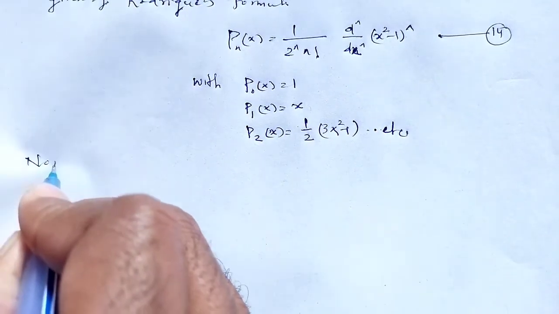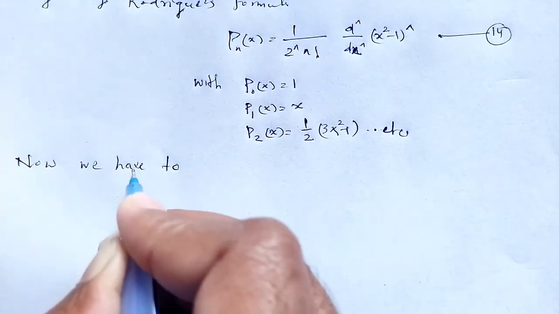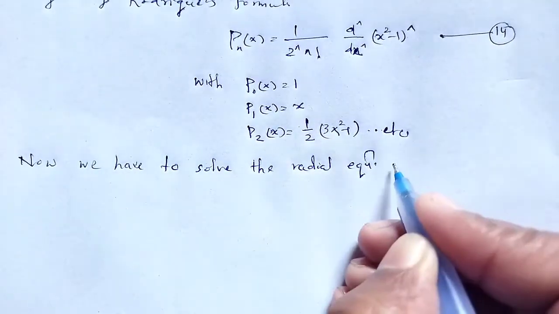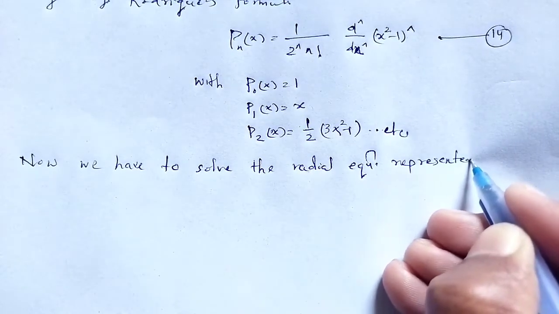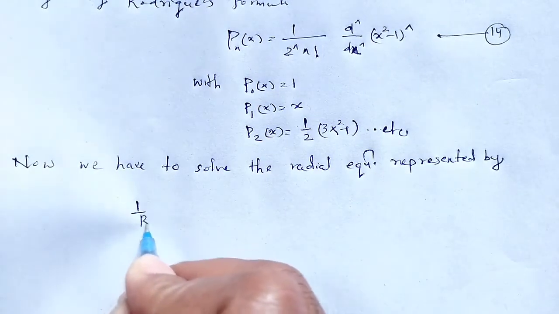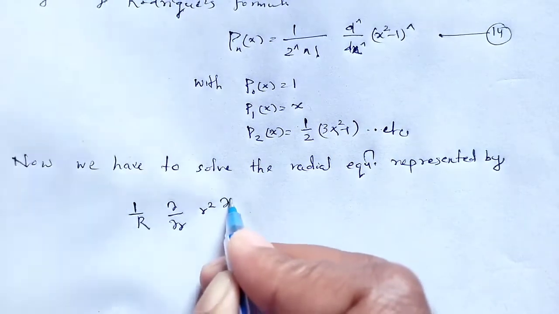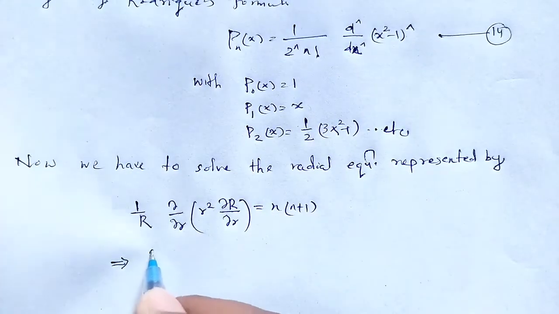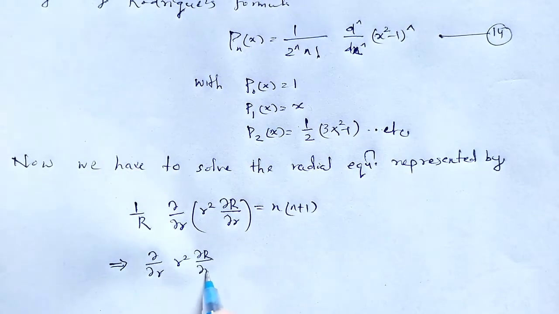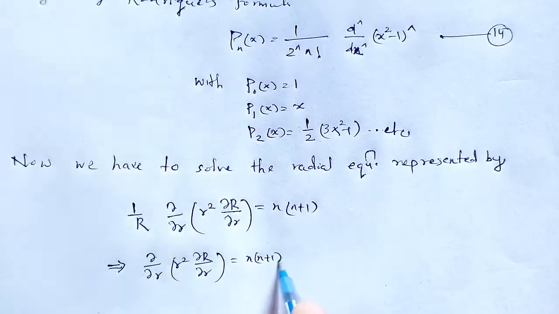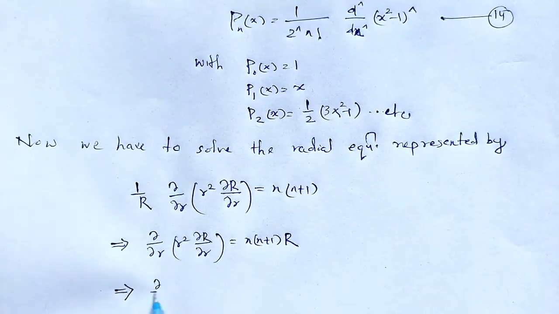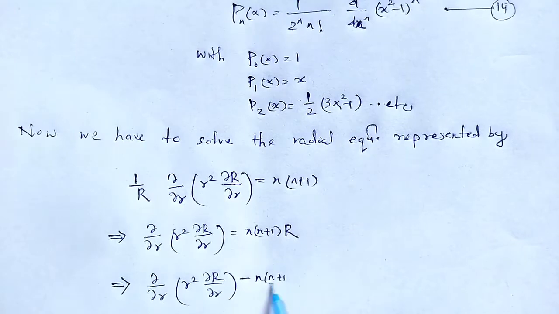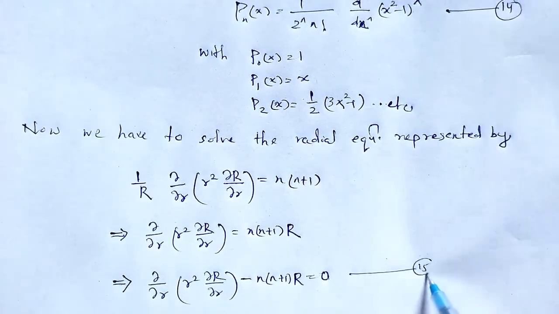Now we have to solve the radial equation represented by 1 by r del by del r of r square del R by del r is equal to n into n plus 1, which implies del by del r of r square del R by del r is equal to n into n plus 1 into R, which implies del by del r of r square del R by del r minus n into n plus 1 R is equal to 0. That is equation number 15.